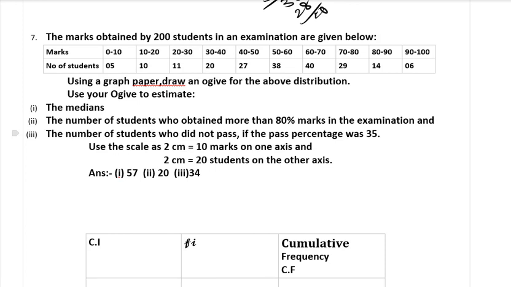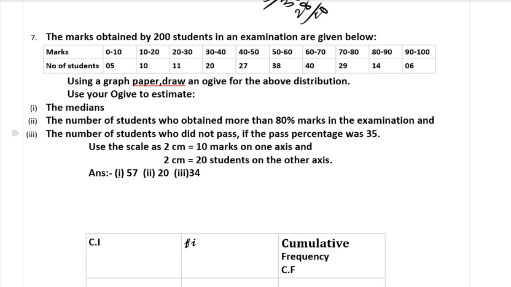The marks obtained by 200 students in an examination are given below. Using a graph paper, draw an ogive for the above distribution. Use your ogive to estimate the median, the number of students who obtained more than 80% marks in the examination, and the number of students who did not pass if the pass percentage was 35.